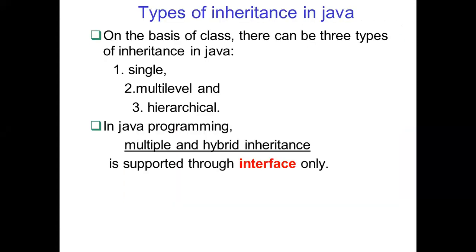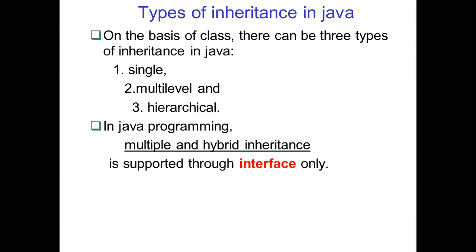Then it's very important to know the types of inheritance in Java. On the basis of class, there can be three types of inheritance in Java: single, multi-level, and hierarchical. There are totally five types of inheritance. Single, multi-level, and hierarchical inheritance, and the next are multiple and hybrid inheritance.